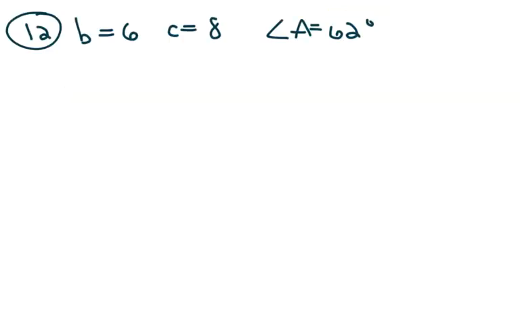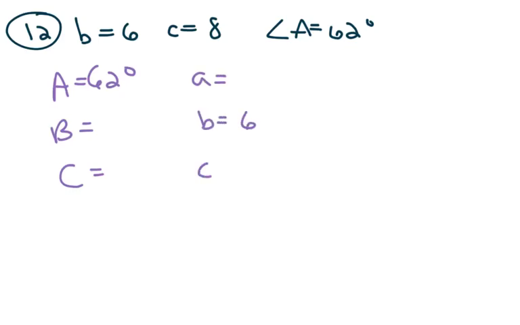Number 12 wants us to solve the triangle with side B is 6, side C is 8, and angle A is 62 degrees. So if I start this problem off by making my table, the first thing I'm going to realize is it's not set up to do the law of sines. I have to find side A first. Since I don't have a side and its corresponding angle, instead we're going to use the law of cosines.